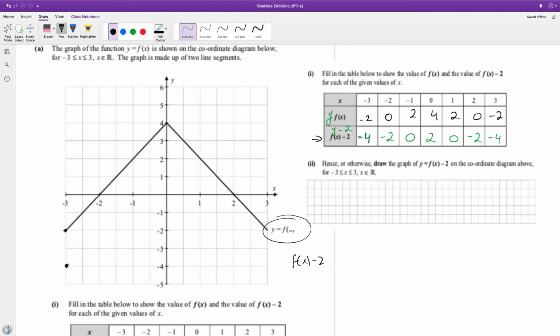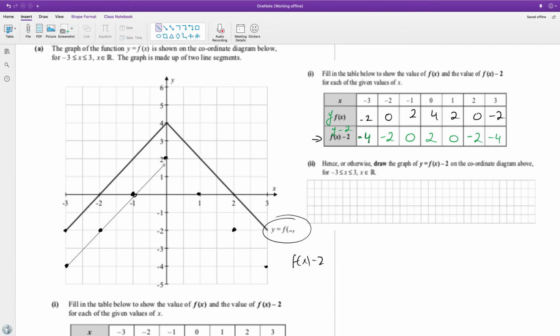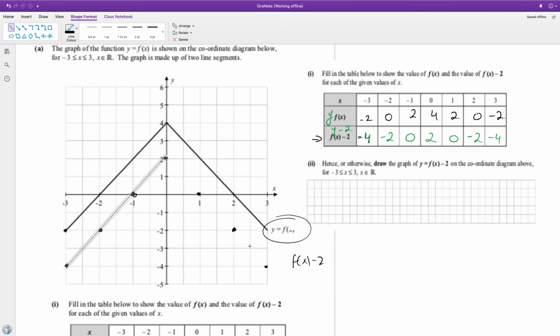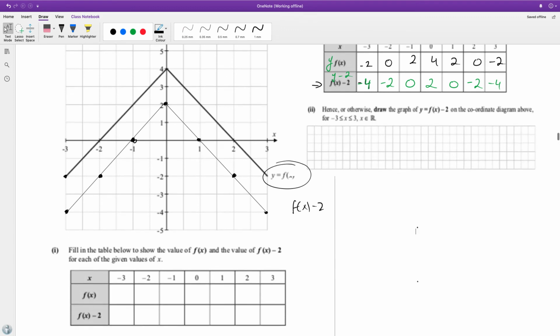Out to -2, down to -2. Out to -1, down to 0. So I stay there. Out to 0, up to. Out to 1, up to 0. Out to 2, down to. And out to 3, down to. Exactly. And then you draw your graph. Perfect. Good stuff.